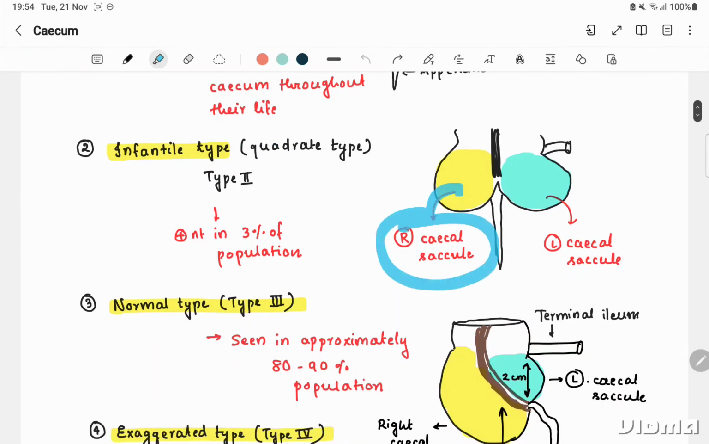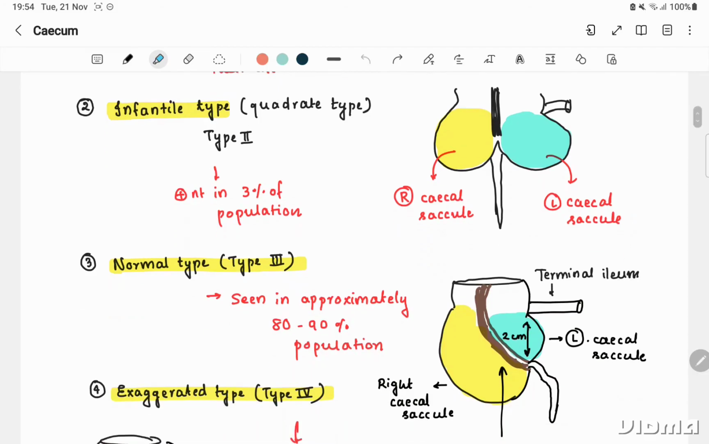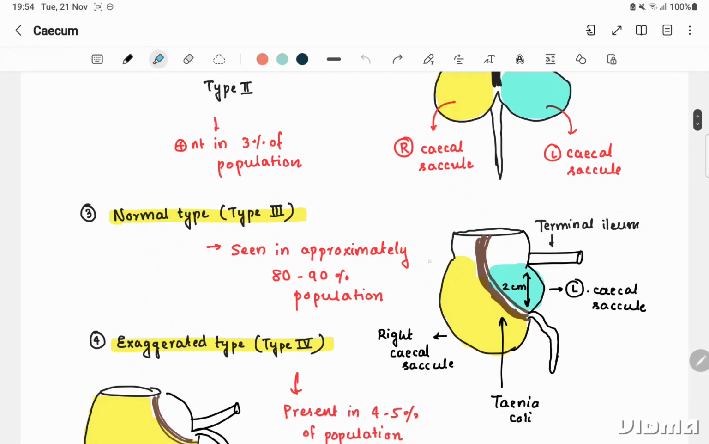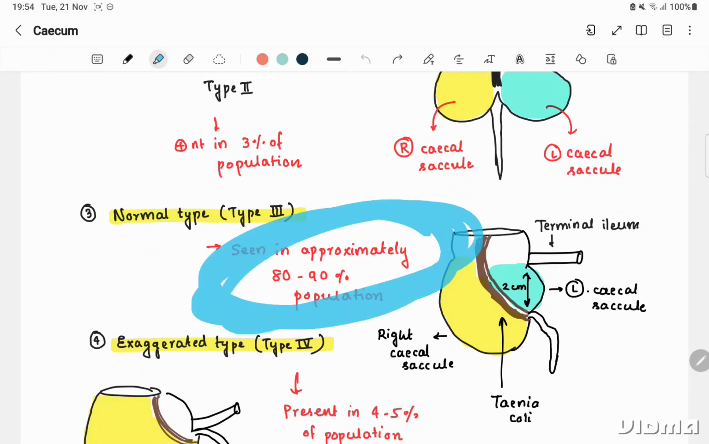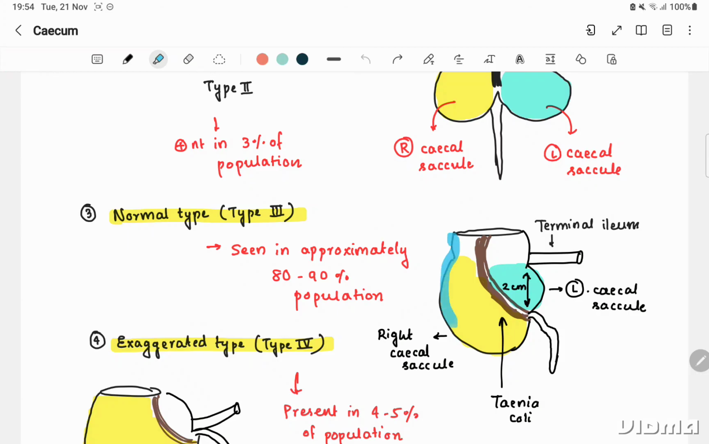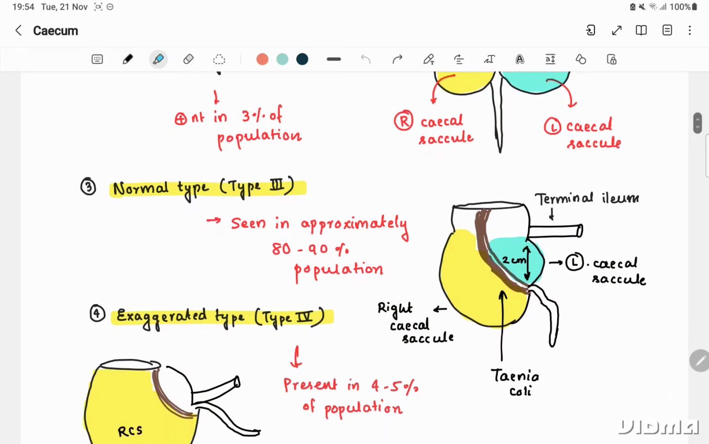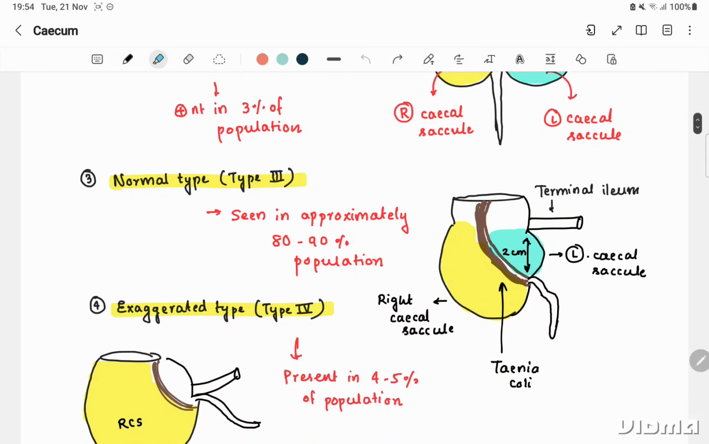We have the right cecal saccule and the left cecal saccule. The normal type, that is type 3, is seen in the majority, approximately 80 to 90%, where the right cecal saccule is a little bit bigger than the left cecal saccule. One of the tinea coli is present over here, and the terminal ileum must be there. The ileum must be continuing like this.